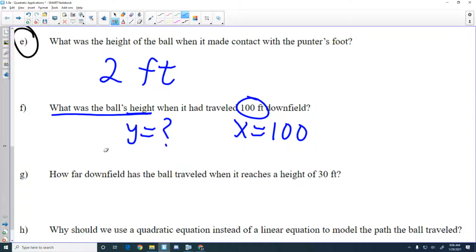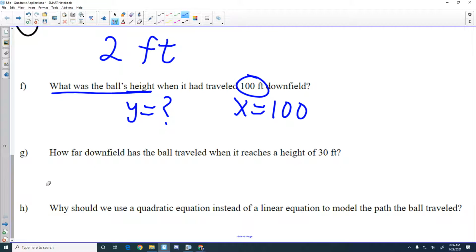And so I can say for part G, how far, or no, this is for F, I'm sorry. The ball's height would be 20 feet. But it's 100 feet downfield. Hey, 100 feet, isn't that into the end zone already? No. What do we measure football fields in? Yards. Yards. Just 300 feet. Yep.